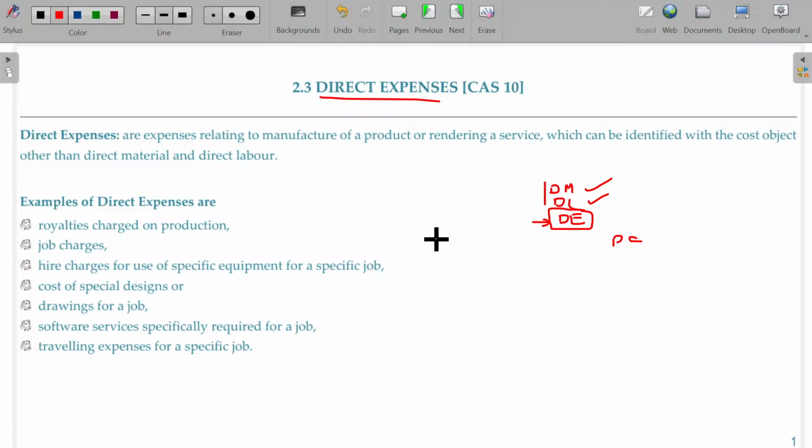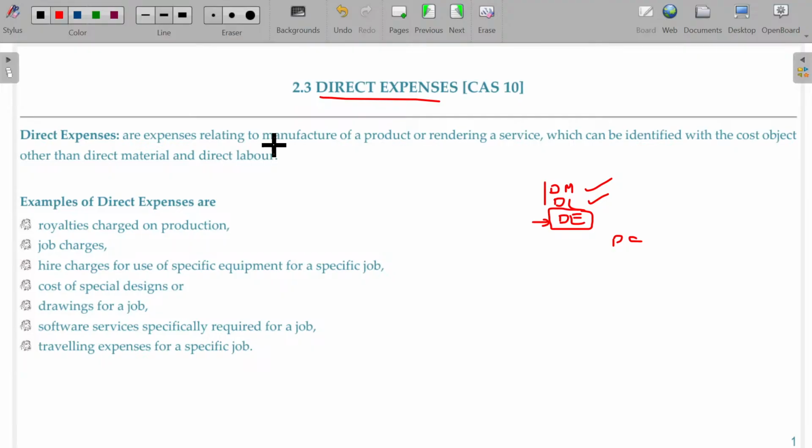Is that okay? Stitching a shirt: cloth is the direct material, and the tailoring cost is the direct labor. If you want embroidery work, it will be outsourced by the tailoring shop, where it will be embroidered outside, and a separate charge will be recovered from you. That will be considered a direct expense. Not being the direct material and direct labor, it will fall in this category.